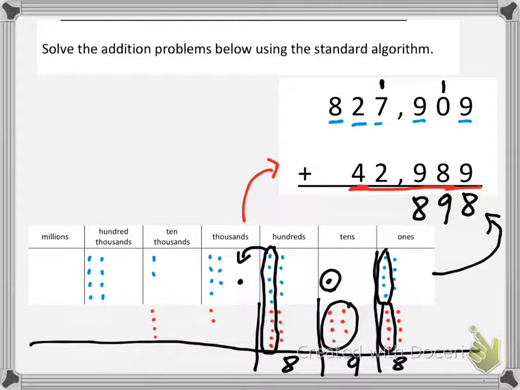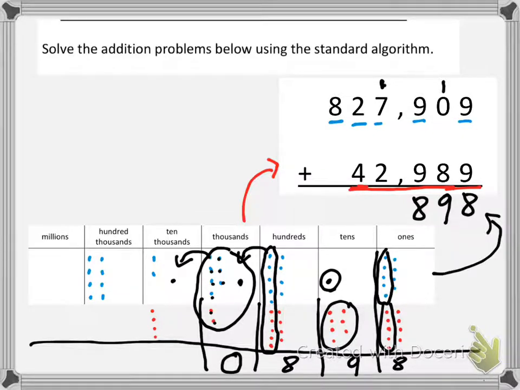So now let's move over to the thousands place. And if we count here, we have 1,000, 2, 3, 4, 5, 6, 7, 8, 9, 10. We can take all of these 1,000s and now move it to make it 1 10,000s. So now we're left in the thousands place with a 0. All right, so now let's go to our standard algorithm.